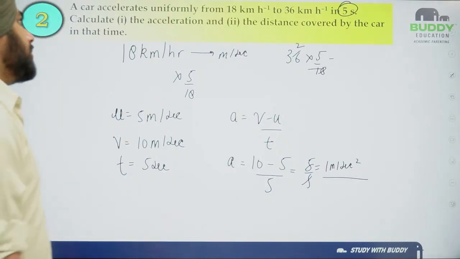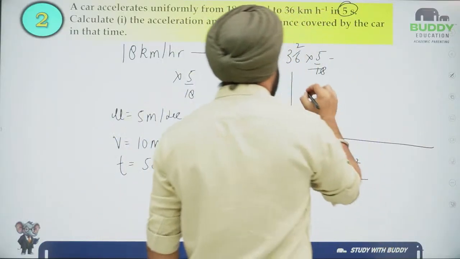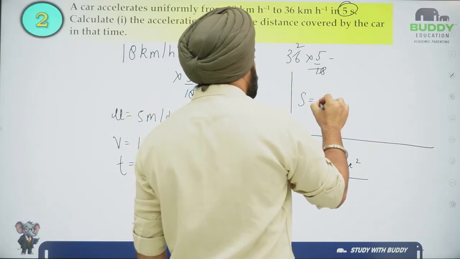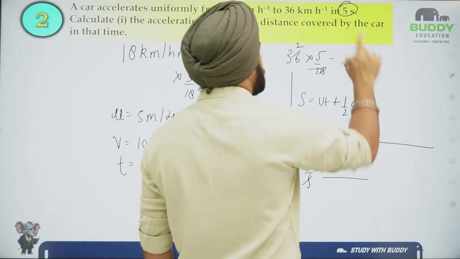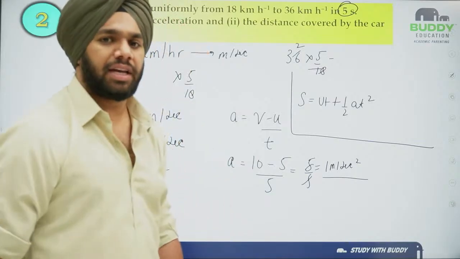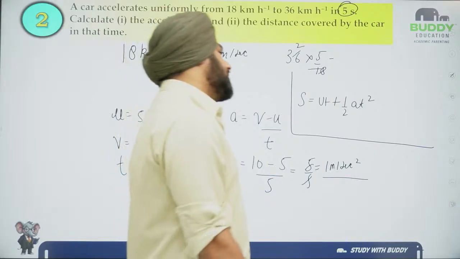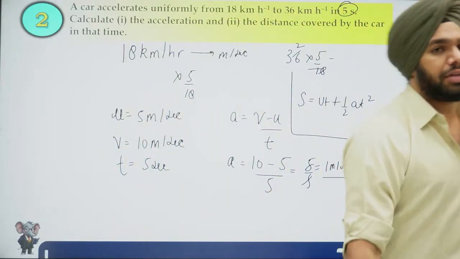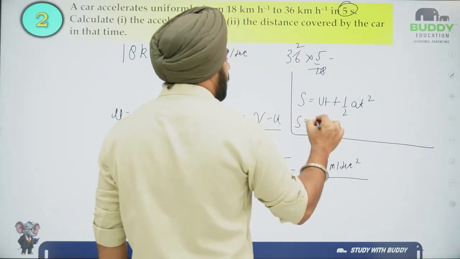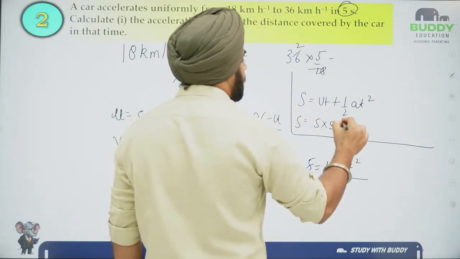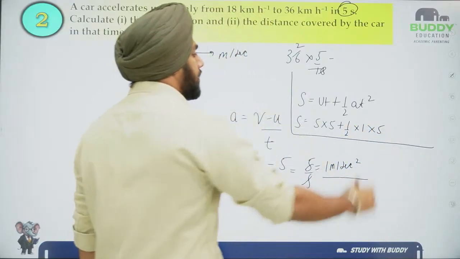Okay. Now coming to the distance covered. Here we can use the equation of motion. Equation of motion simply says that S is equal to ut plus half at square. Now in how much time? It is asking 5 seconds obviously. We have the acceleration? Yes. We have the initial velocity? Yes, that is 5 meter per second. So just put the values here: 5 into 5 plus half into 1 into 5 square.